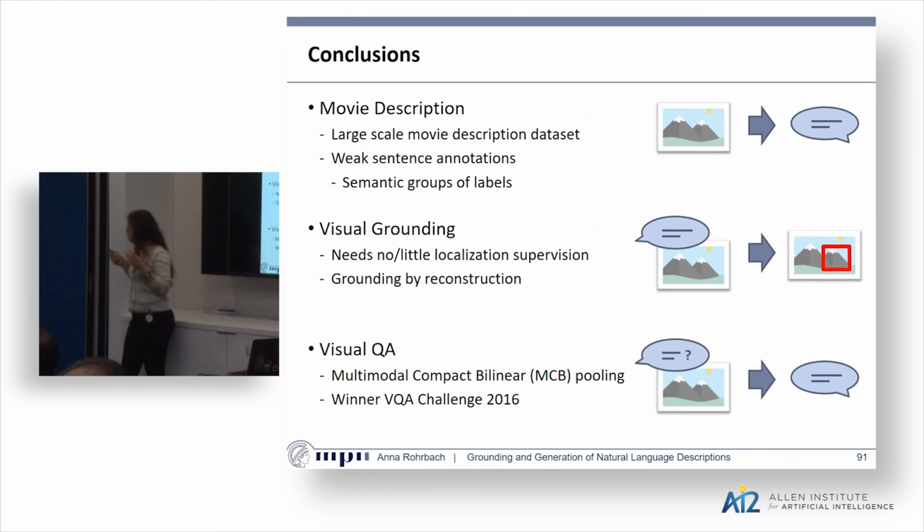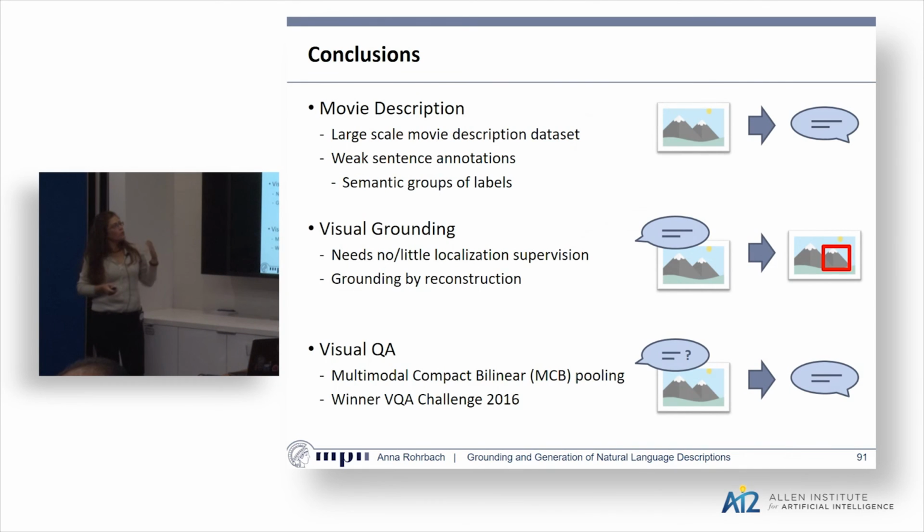So let me conclude this talk. I was talking about the movie description task, where we proposed this large-scale data set, which is quite challenging and very exciting to really get improvement on. And one challenge we addressed was the sentence annotations. We showed how we can train robust classifiers by having semantic groups of labels: verbs, places, and objects. And this can be scaled to having other groups as well.